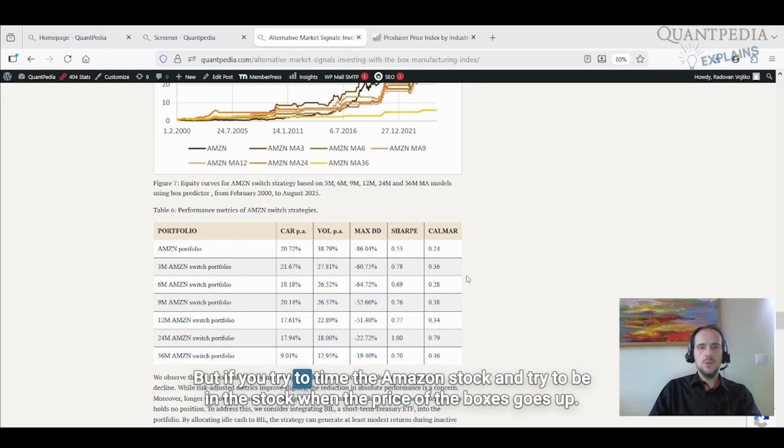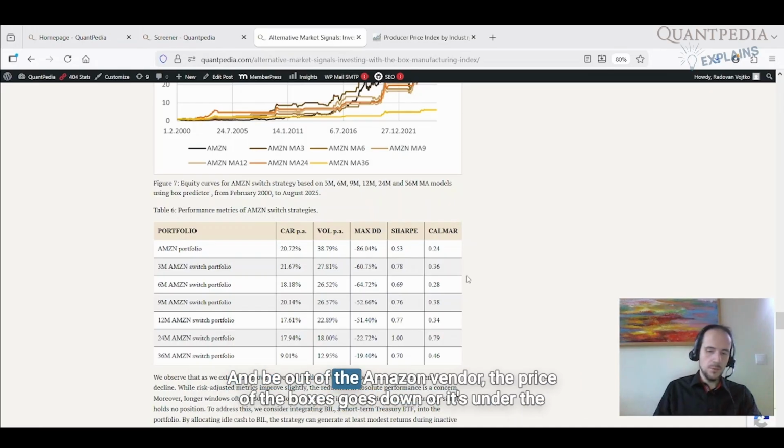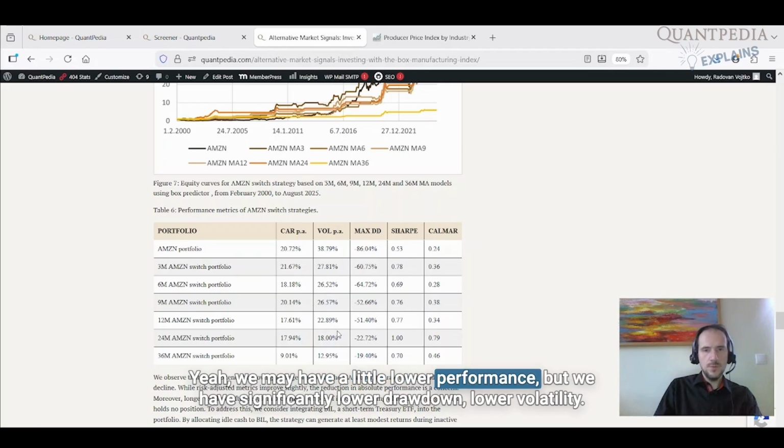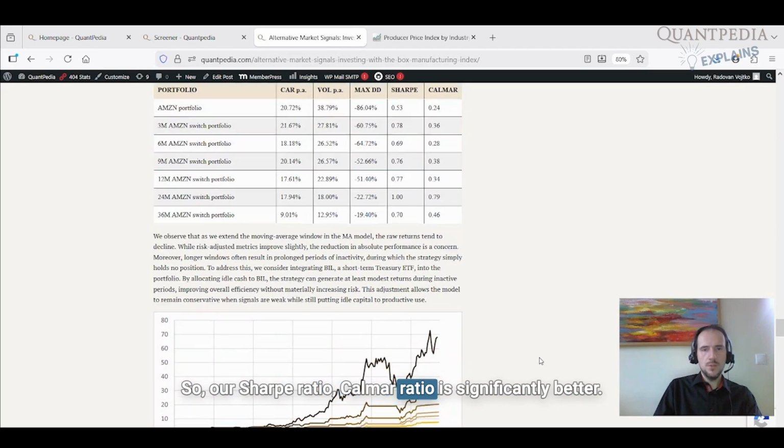But if we try to time the Amazon stock and try to be in the stock when the price of the boxes goes up and be out of Amazon when the price of the boxes goes down or it's under the moving average, and instead buy the bill, so a short-term treasury ETF, we may have a little lower performance, but we have significantly lower drawdown, lower volatility, so our Sharpe ratio, gamma ratio is significantly better.